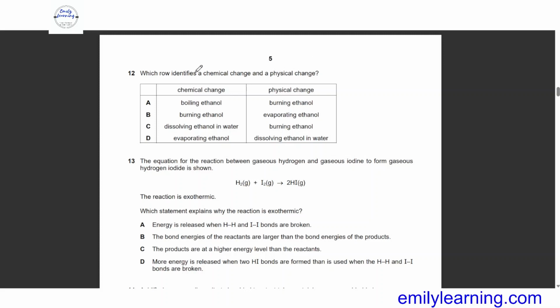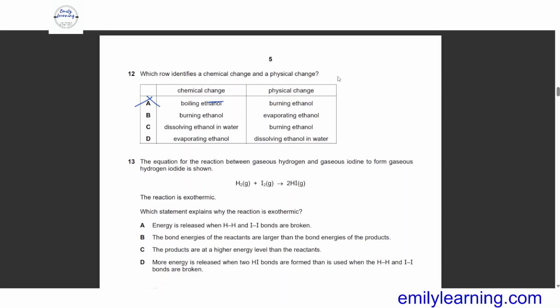A chemical change changes the components. So let's take a look at the answer options. Boiling is a physical change. It is not a chemical change, so A is out. Burning is a chemical change because your ethanol is now converted into carbon dioxide and water. No longer do you have ethanol, you have CO2 and H2O. So this is a chemical change. Next, burning ethanol, yes, burning. So let's look at B.